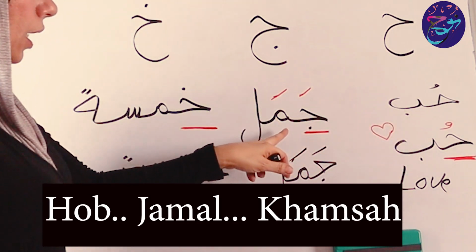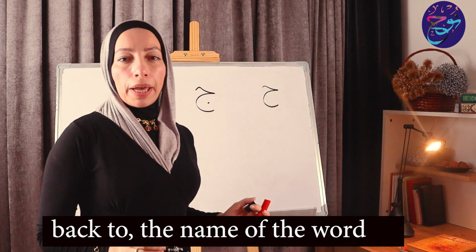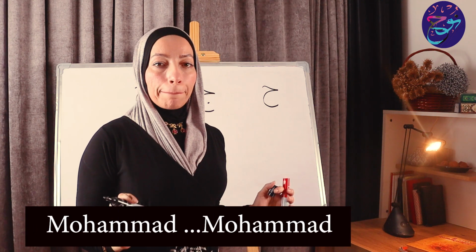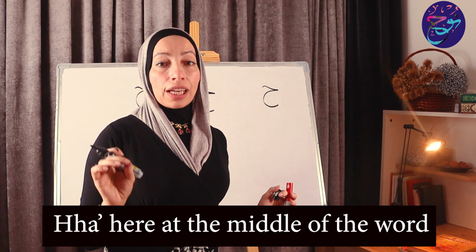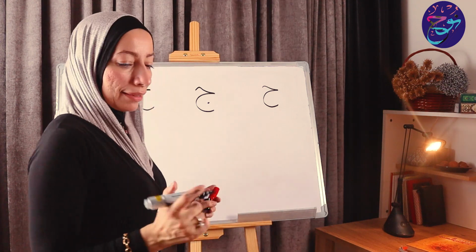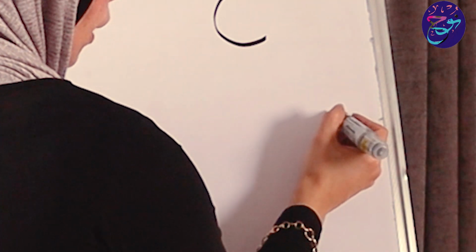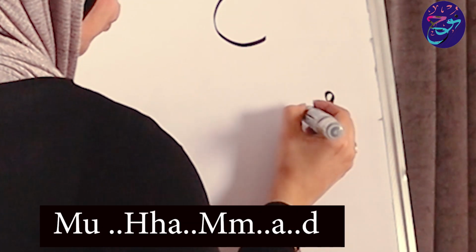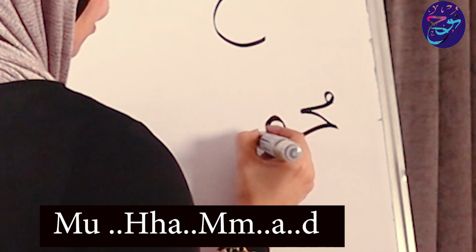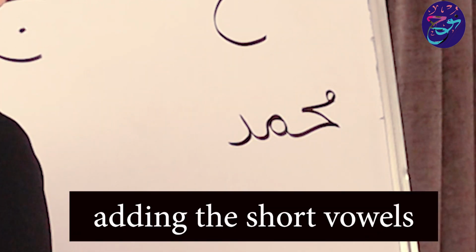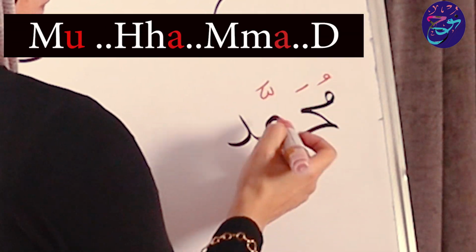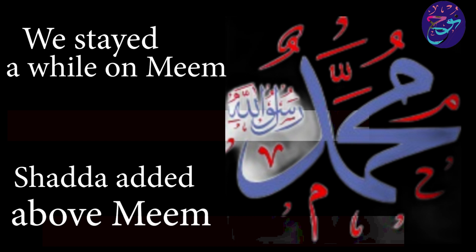Hub. Jamal. Khamsa. Back to the name of Prophet Muhammad alayhi salatu wassalam. Muhammad. Ha here at the middle of the word. Muhammad. Starting from the letter mim, m, mu, ha, mad. Adding the short vowels, mu, ha, mad. There is shadda above mim because we stayed a while on mim, so Muhammad.